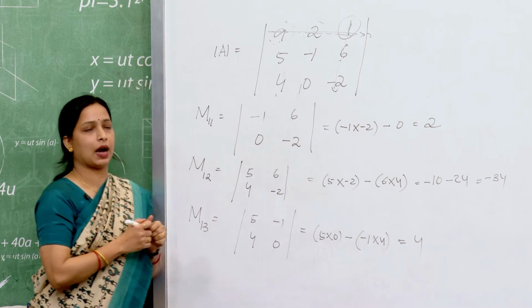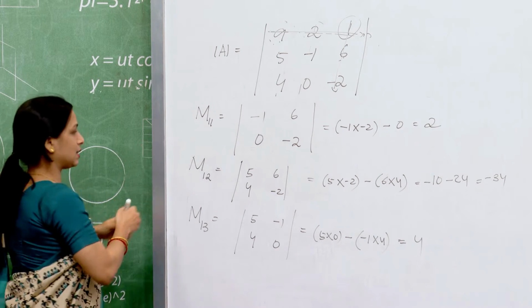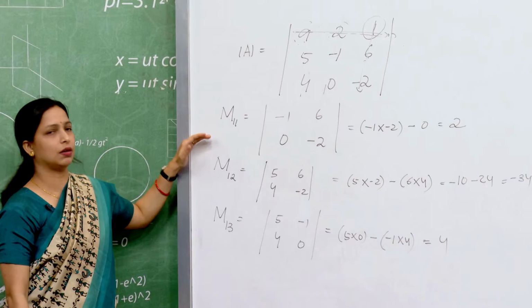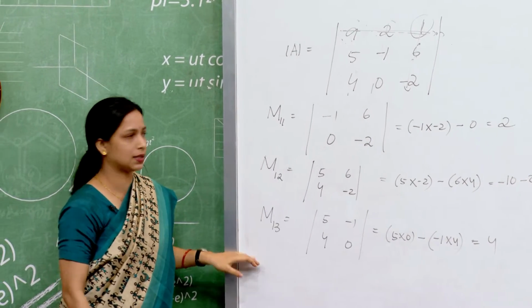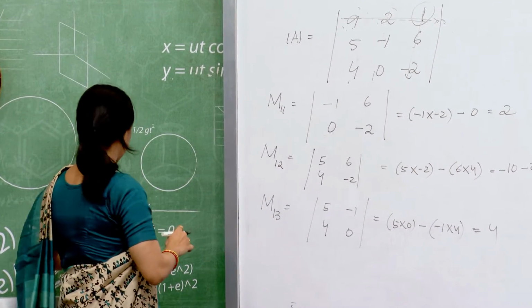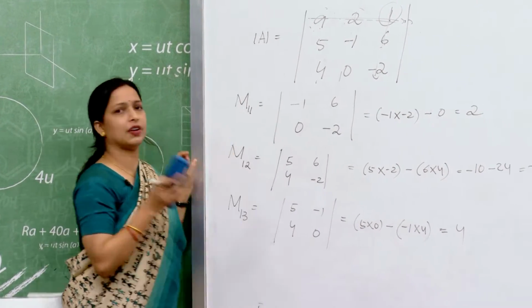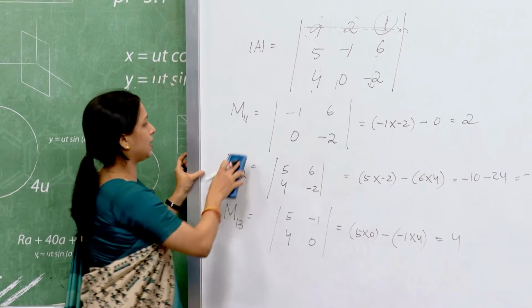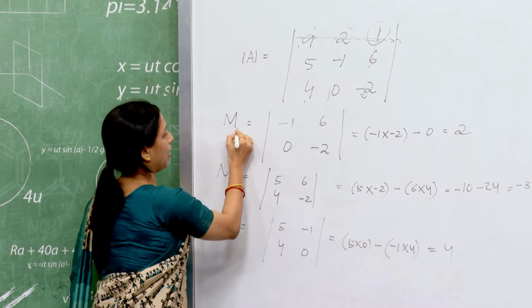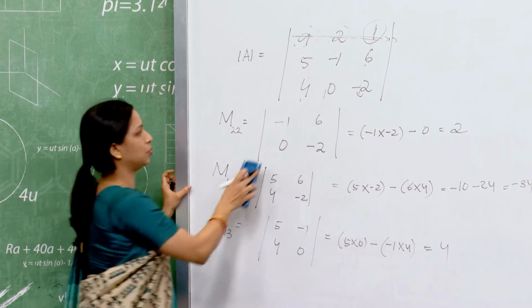Okay. Now, this is how you find out the minors of different elements. Let us take a random element. Let us say if in the question it is given, find the minor of, let us say, M 2 2, right.